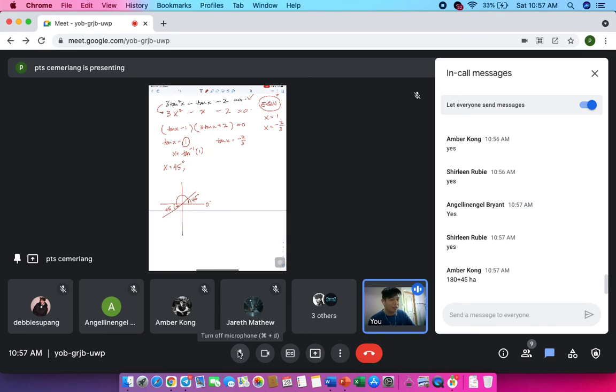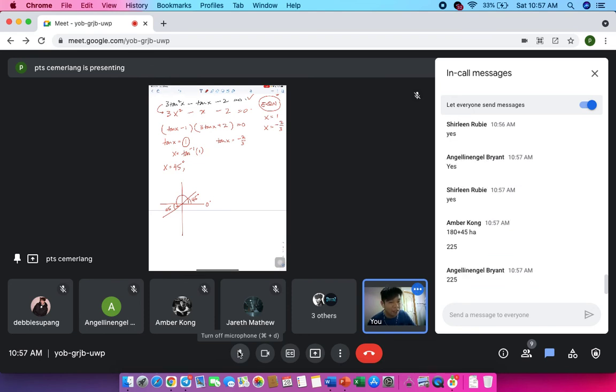180 plus 45. Correct. 180 plus 45, 225. Okay? So dapat this one. Dapat sudah. This one is one part. Satu bahagian je belum selesai lagi. You kena tengok ni lagi. This one. Tangent x equals to negative 2 over 3. Okay, so x equals to tangent.